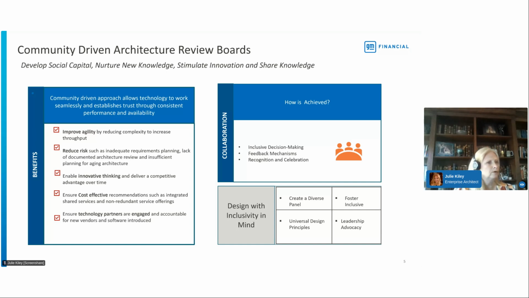So I wanted to go through some benefits of a community-driven architecture review board. When I say community-driven, those goals are really around developing social capital, nurturing new knowledge, stimulating innovation, and sharing knowledge, right? The benefits of a design review board are really well known, right? Delivering designs in an agile fashion. And I've heard people say, let's get rid of the architecture review board. It's really a waterfall thing where we deliver agile. But I would contest that that's not really the case, really.